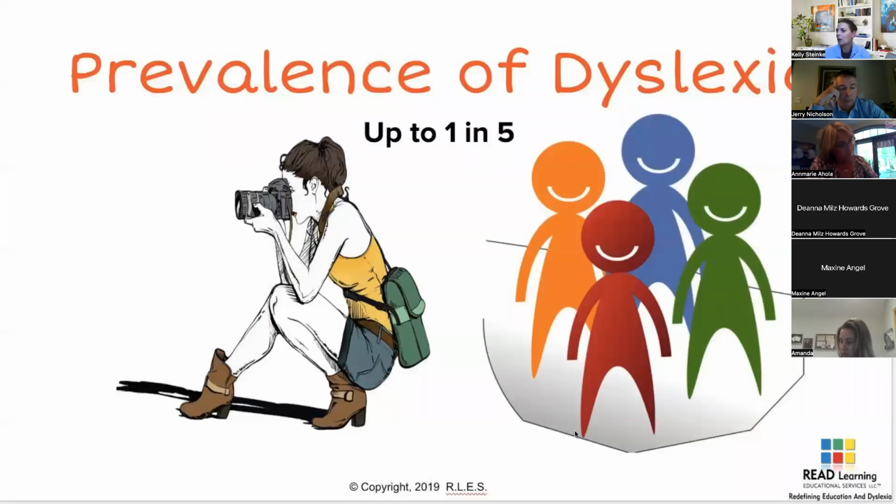Prevalence of dyslexia, when you look at the literature, a lot of literature states 1 in 5, which would be 20% of your general population. It's huge. It's a huge number. This research comes out of Yale University, which has a dyslexia and creative thinking center. Dr. Sally Shaywitz is a really well-known author on the topic of dyslexia and researcher. She authored Overcoming Dyslexia, and she has found the 1 in 5 number to be accurate.